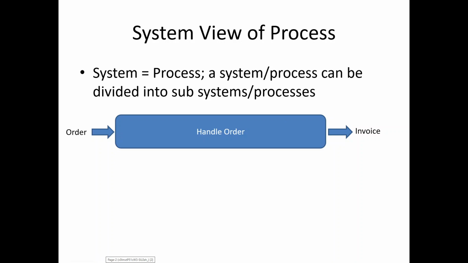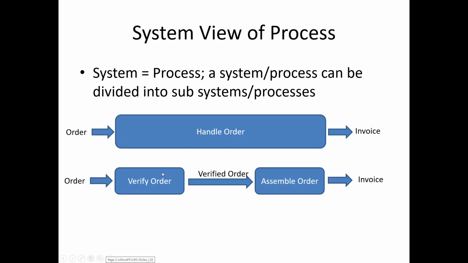But if we really wanted to understand what is inside this box, then we can uncover this box and look inside. And then we have a more detailed view of this process. As you can see here, in this diagram, it shows that this process has two sub-processes, verify order and assemble order. So each sub-process is also a process and has its input and output. For example, verify order. This process looks at order information and decides whether the order could go to the next stage, which is assemble order.